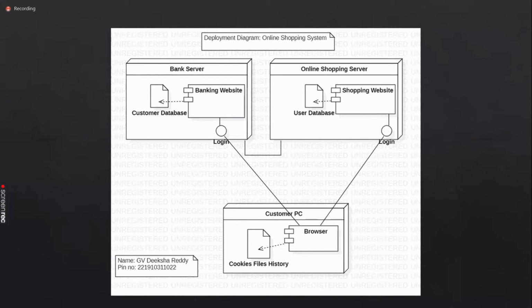Now there's a component here called customer data, and an artifact called customer database. It has all the account details and the transaction details of the customers. Again, we have an interface here called login, because the customer has to log in to their bank account to carry out the transactions. And the customer PC here has an artifact called cookies, files, and history, which saves all the details.